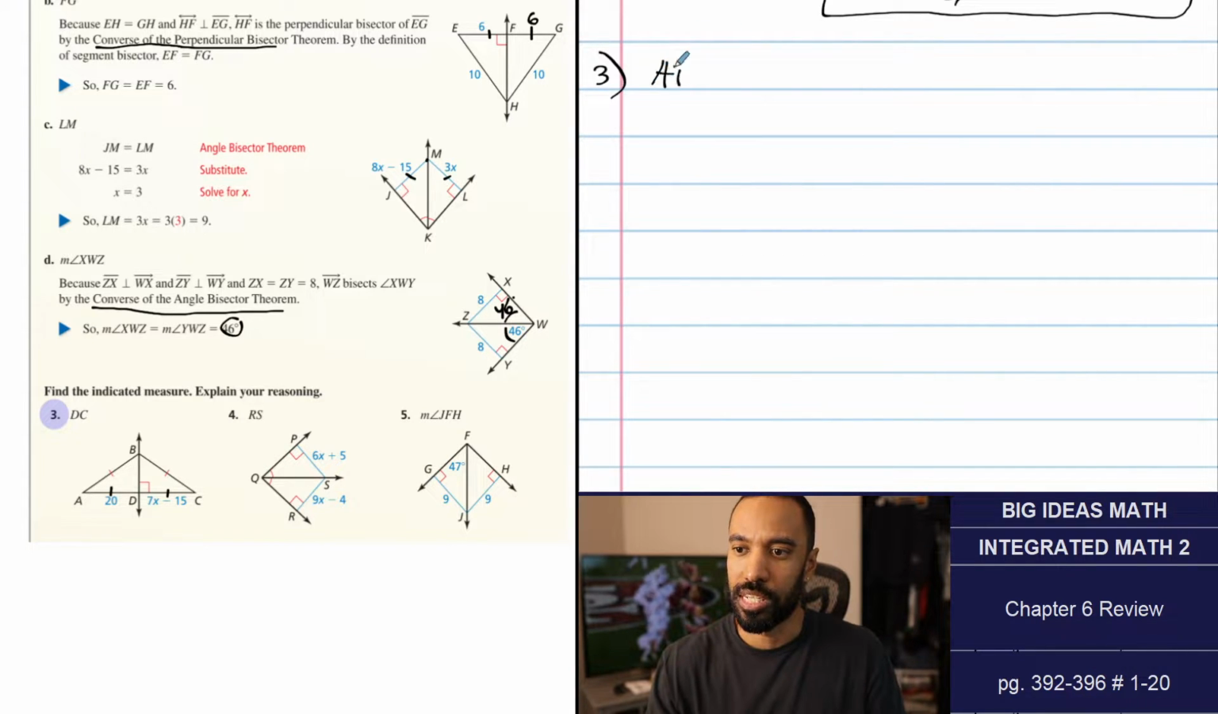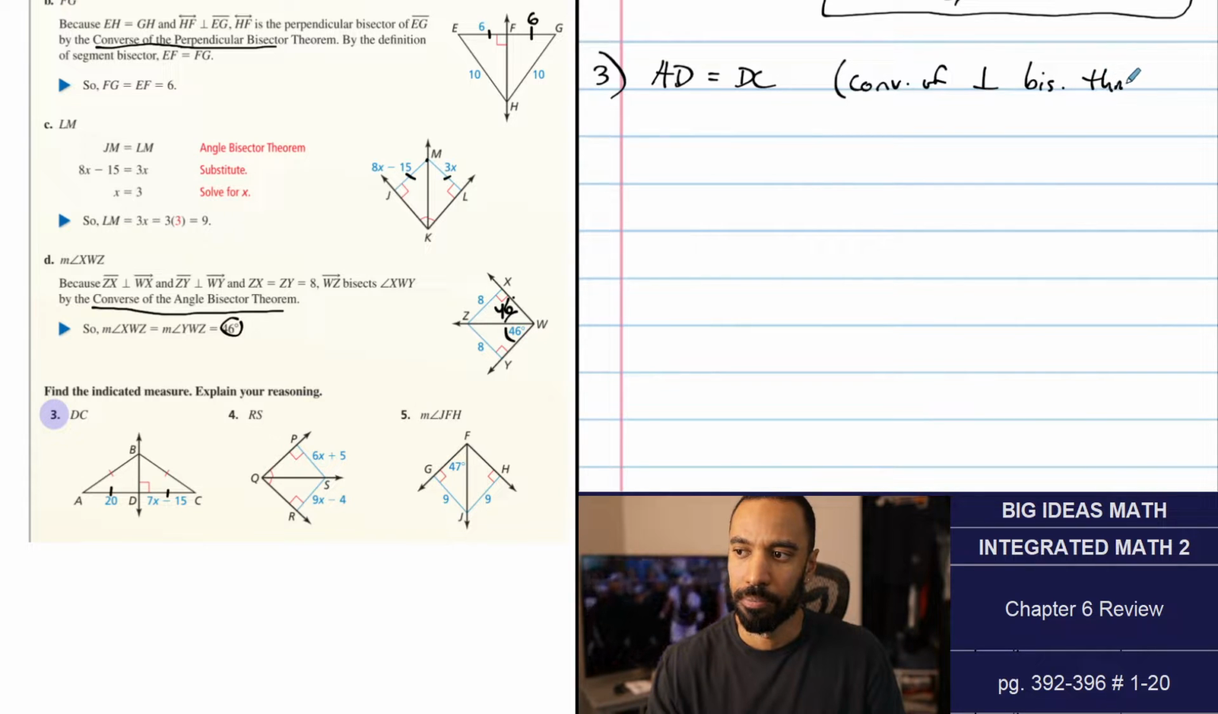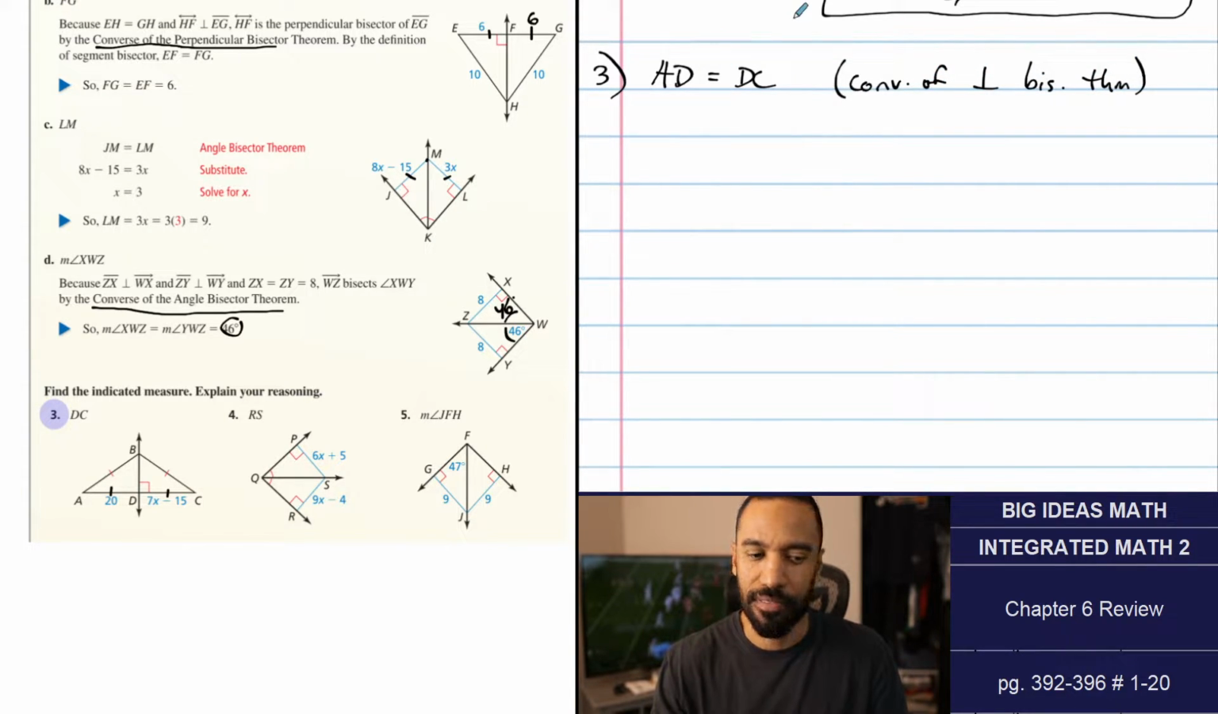AD is equal to DC by the converse of the perpendicular bisector theorem. I'm just going to put it short. Short and sweet. So 20 equals 7x minus 15. Now, I don't even know which one we're solving for. I just know that we can set this up and we're going to solve for x.